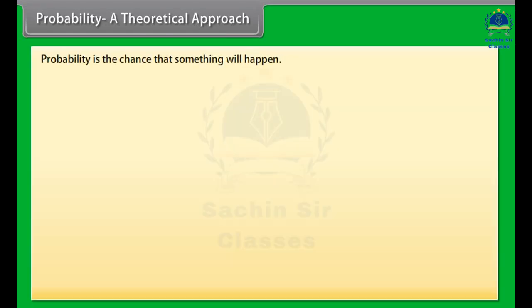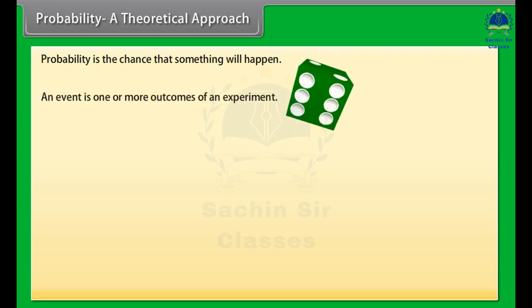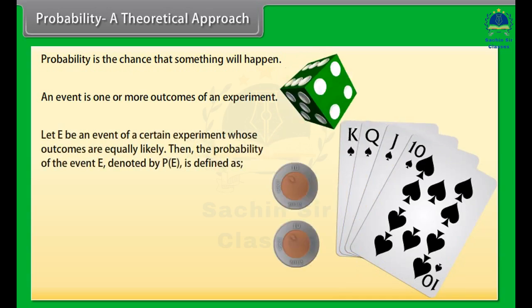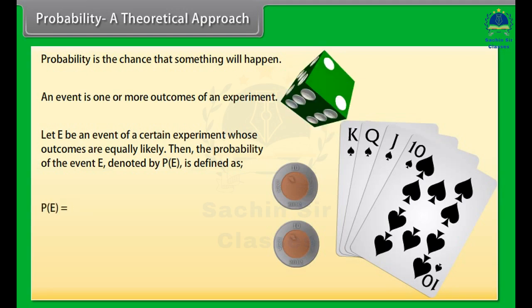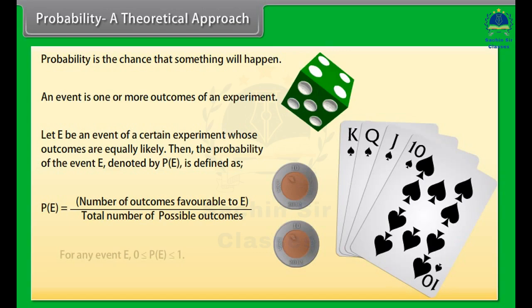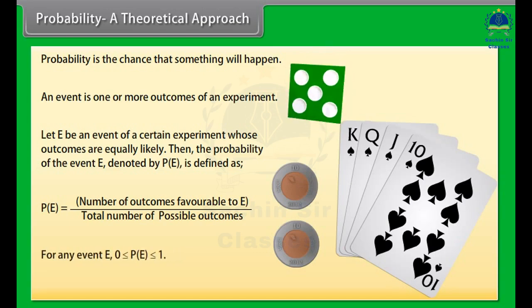Probability, a theoretical approach. Probability is the chance that something will happen. An event is one or more outcomes of an experiment. Let E be an event of a certain experiment whose outcomes are equally likely. Then the probability of event E, denoted by P(E), is defined as P(E) equals the number of outcomes favorable to E by the total number of possible outcomes. For any event E, 0 is less than or equal to P(E), which is less than or equal to 1.